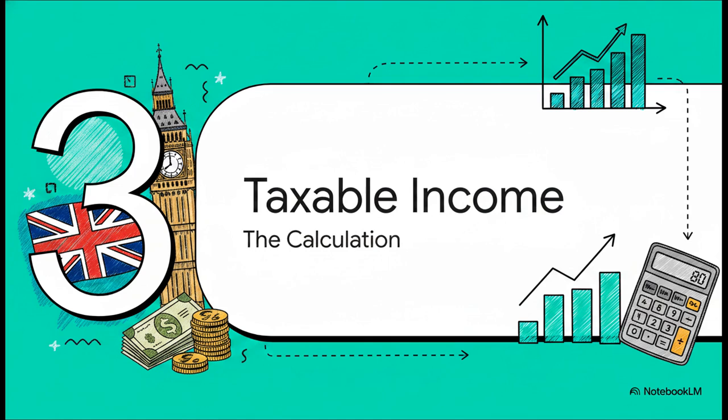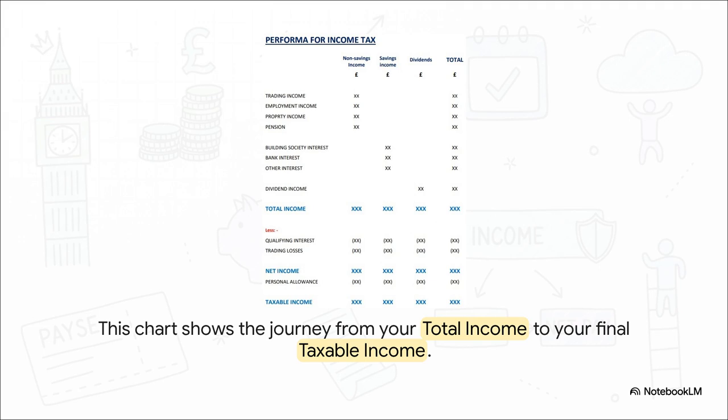Okay, so let's say you've gone through all that and yep, you are a UK resident. What's next? Well, now we get to the numbers part, calculating your taxable income. This diagram lays it out perfectly. You start at the top with your total income. That's everything you've earned. Then you get to subtract certain reliefs, which brings you down to your net income. And finally, you take off your personal allowance. That number at the very bottom, that's your taxable income. That is the amount the taxman actually looks at.